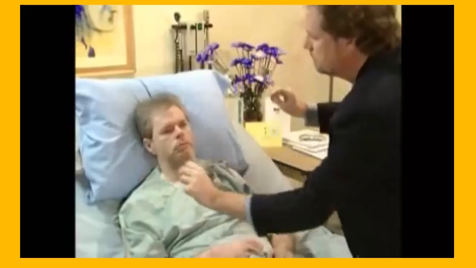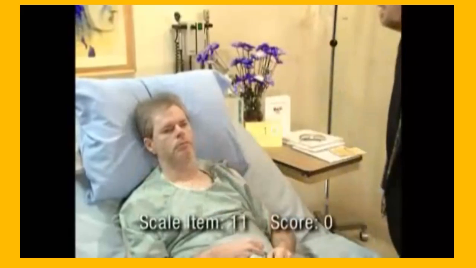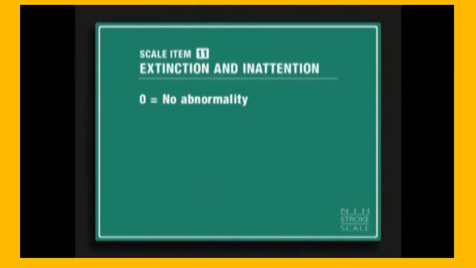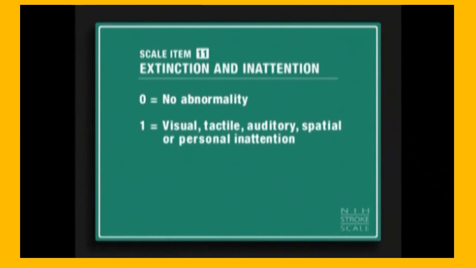Both. Good. For scale item number 11, this patient scored a 0. Let's look at how this scale item is scored. Score a 0 for the absence of neglect. If the patient has a severe visual loss, preventing visual double simultaneous stimulation, and the cutaneous stimuli are normal, the score is normal. If the patient has aphasia and cutaneous stimuli are normal, the score is normal. Score a 1 for inattention to only one modality, visual, tactile, auditory, or spatial. If the patient does not extinguish but shows other well-developed evidence of neglect, score a 1.